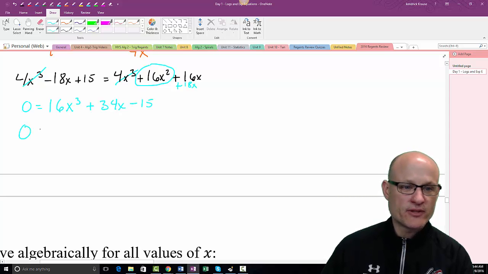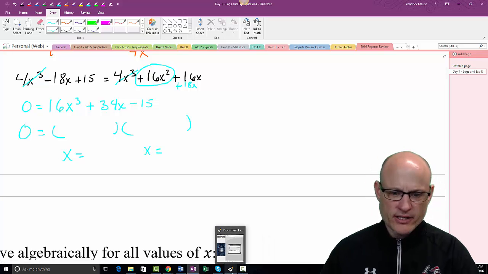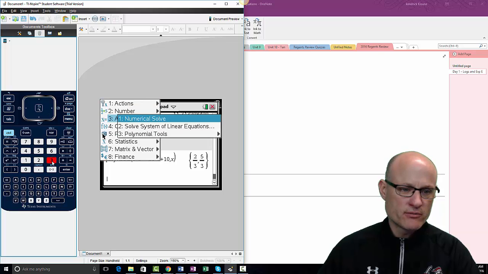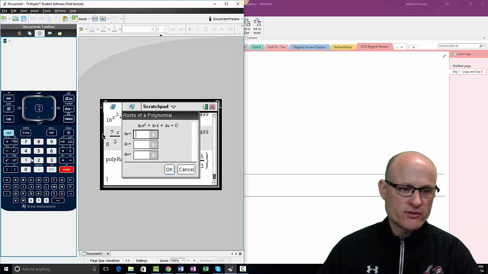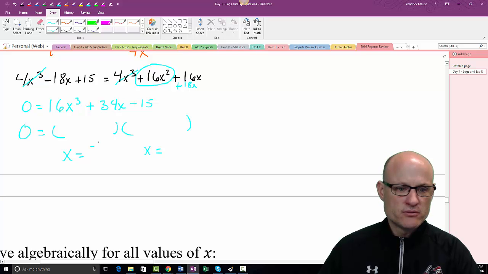All right, this is a perfect example of cheating, if I've ever seen one. X equals, 16, 34, negative 15. Menu 3, 3, 1. 16, 34, negative 15. Negative 5 over 2 and 3/8. So this one was 2x plus 5.